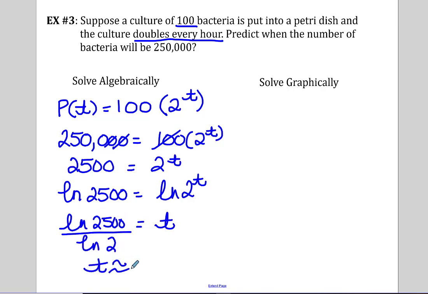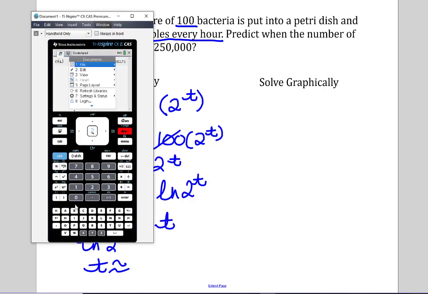Now on our calculator, let's pull that back up. We've got in the numerator the natural log of 2,500 divided by, in the denominator, the natural log of 2. So it's going to take 11.287 hours.